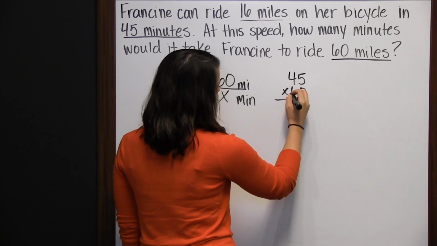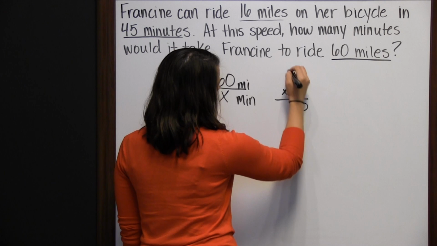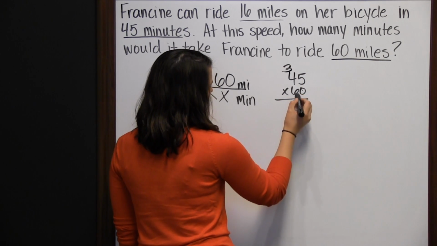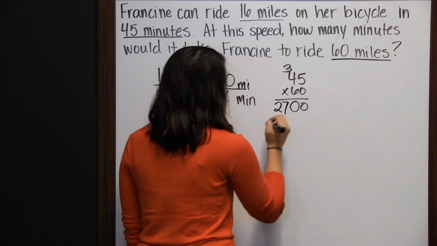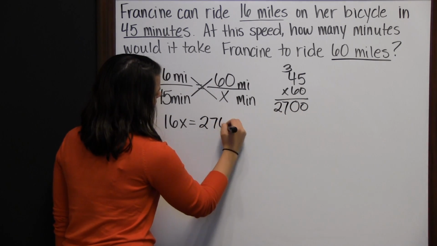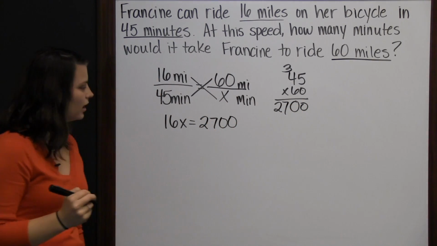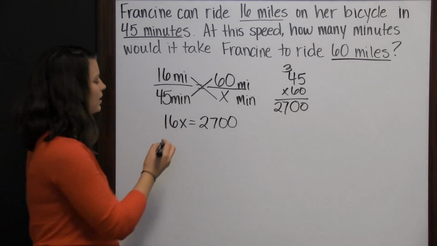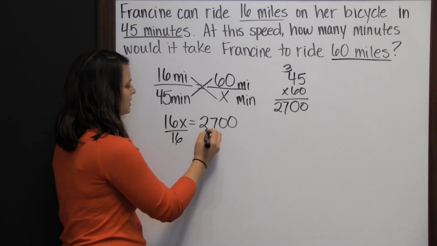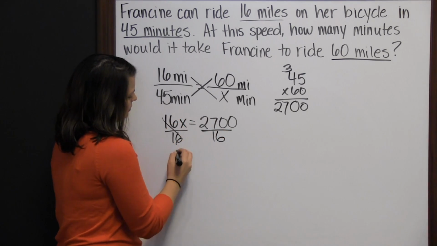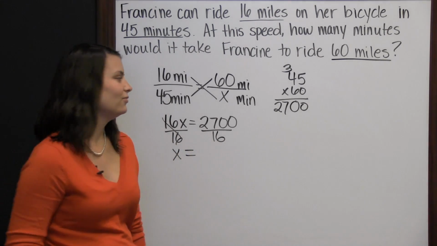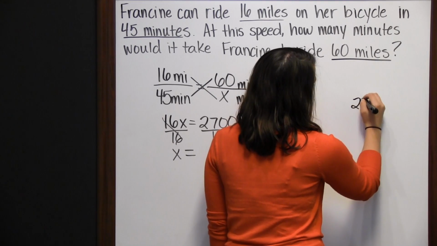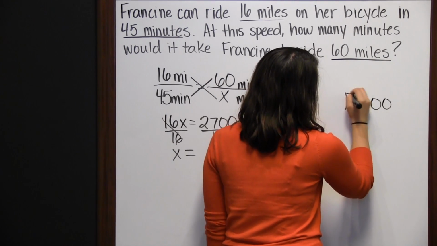0. 6 times 5 is 30, carry the 3. 6 times 4 is 24, plus 3 is 27. So 2,700. And then we solve for x by dividing both sides by 16. So x equals, and now I need to find out what 2,700 divided by 16 is.